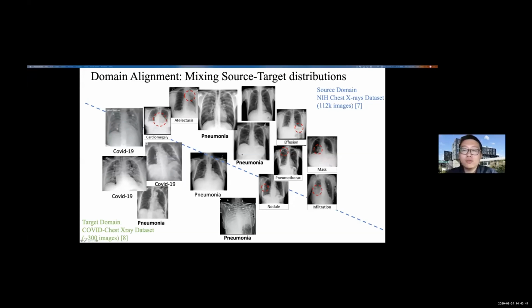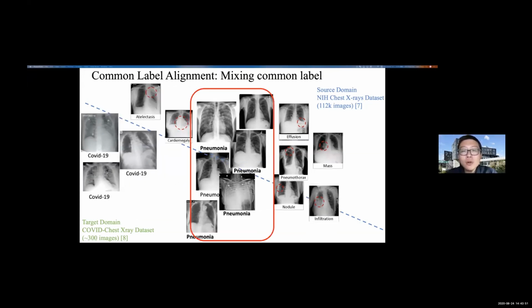To address the problem of false alignment and improve the knowledge sharing across domains, we further propose a novel common label alignment mechanism. Common label alignment aims to mix the image distribution of the common label across domains. As shown in the red box here, the common label alignment mixes images with the common label pneumonia. Such a practice avoids a false alignment between pneumonia and other diseases like infiltration and cardiomegaly.